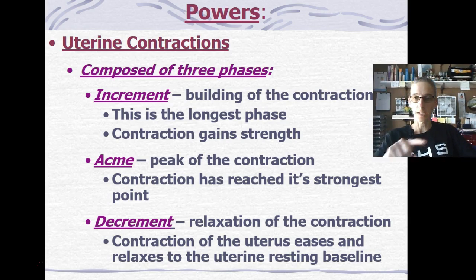So when you see contractions on a monitor, you see them going up and down, up and down. So when we're going up, that's our increment. When we reach the top, we're at acme, and down is our decrement. It's uterine relaxation.